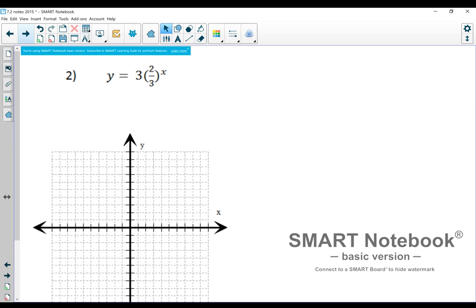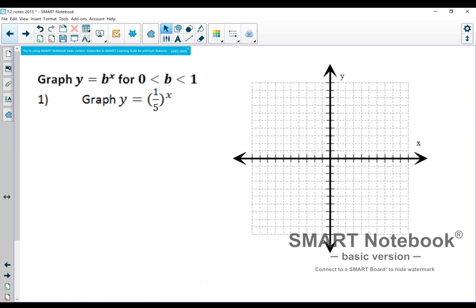So here's an example. We're looking at 1/5 raised to the x power. I'm going to make my table again. I always use -2, -1, 0, 1, 2, just because of the symmetrical aspect of it. Even if I can't graph all the points, I just graph what I can. If I raise 1/5 to the -2 power, that means I need to flip the fraction and square it. So this will be 25.